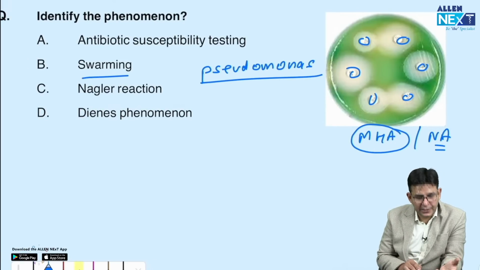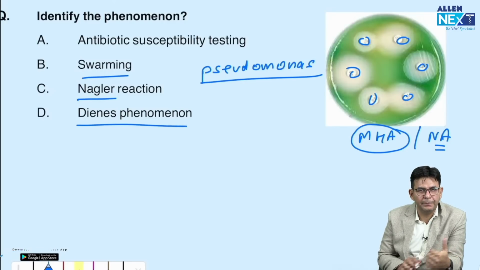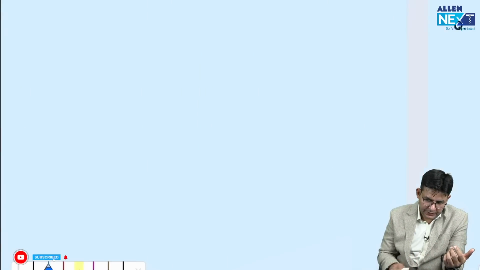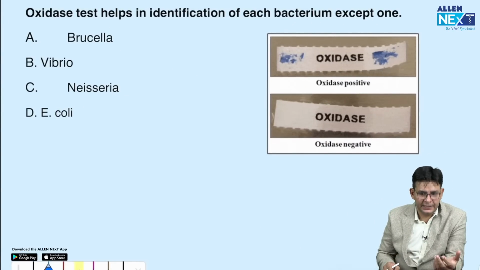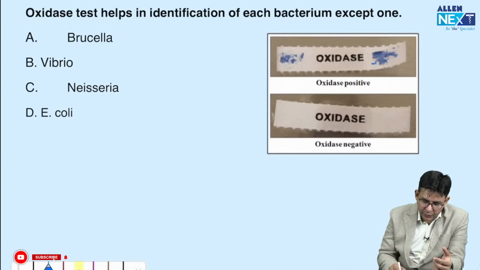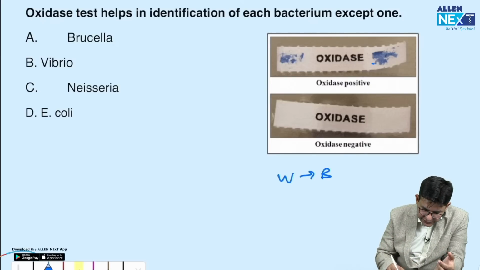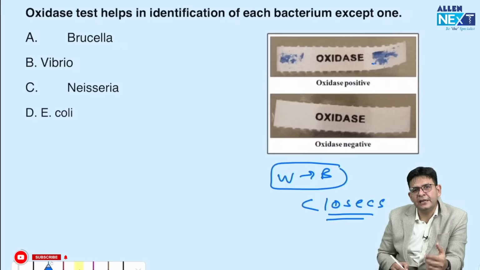Swarming is a feature of Proteus. Nagler's is there in perfringens. Dienes phenomenon is there in Proteus. Okay, P for P. Now, just now we have talked about oxidase. And oxidase is actually what I should tell only. Okay, in oxidase the white color changes to blue. This white color strip changes to what? Blue within 10 seconds.